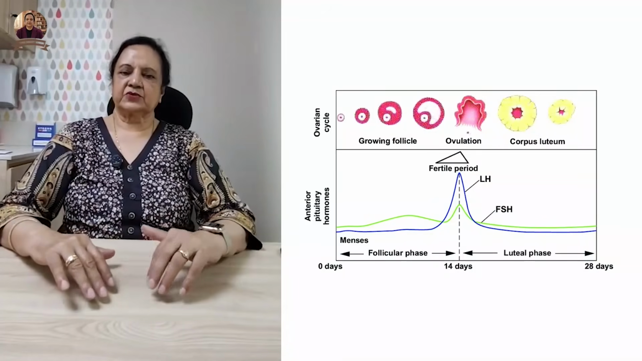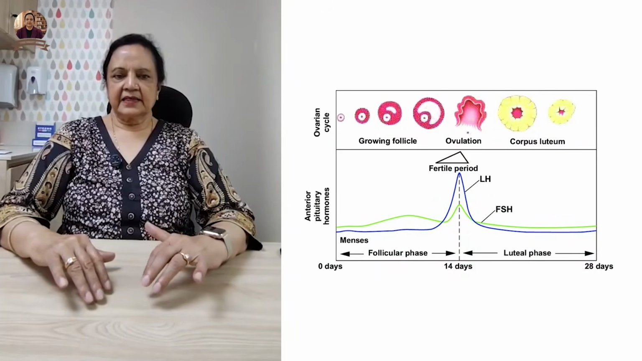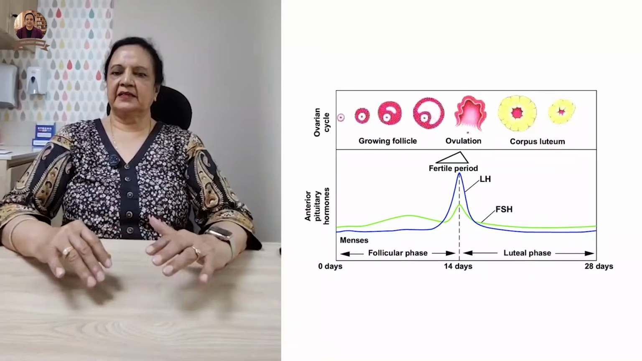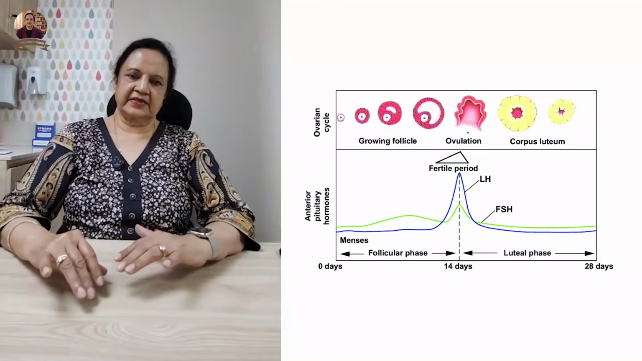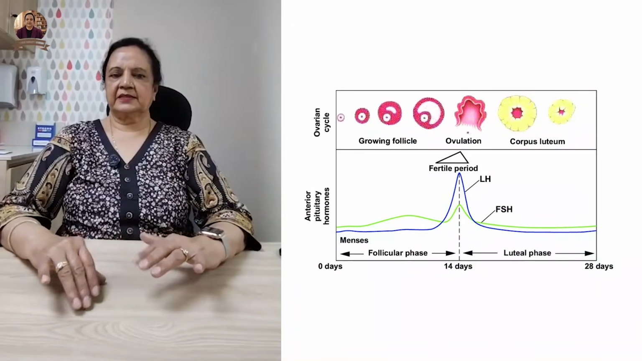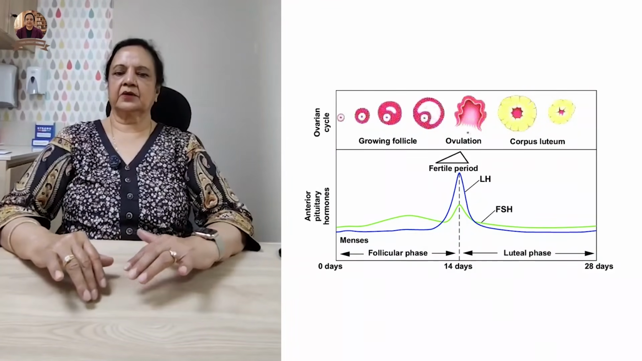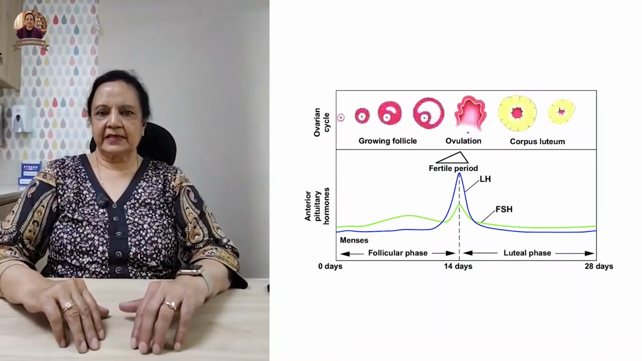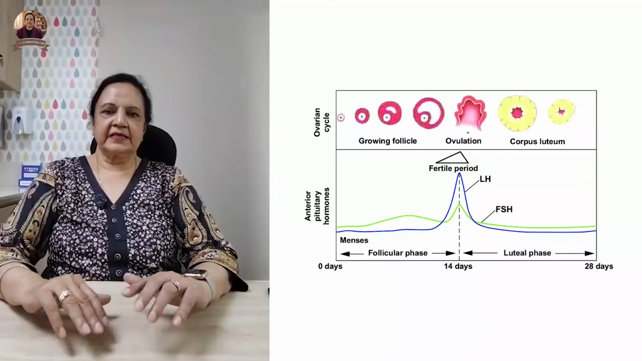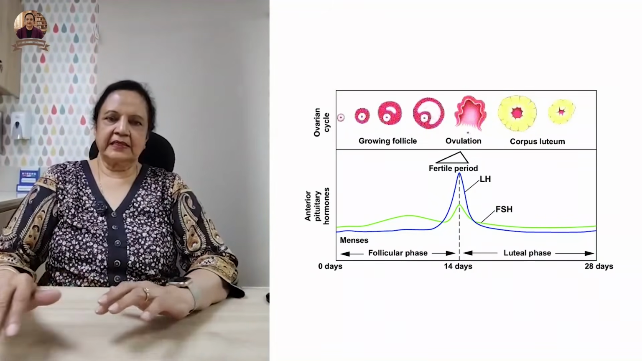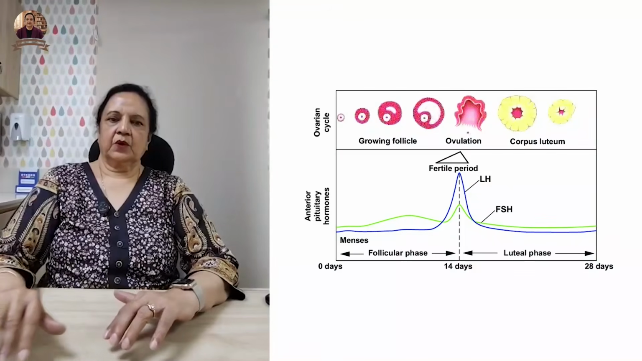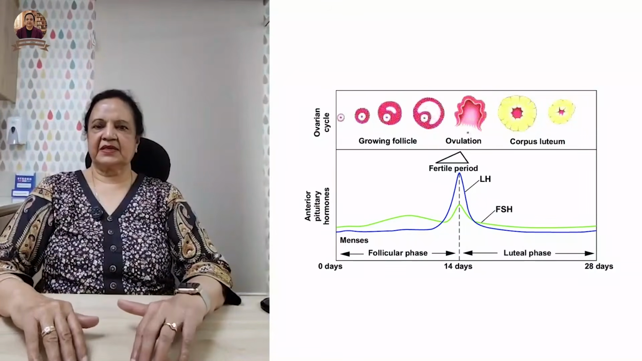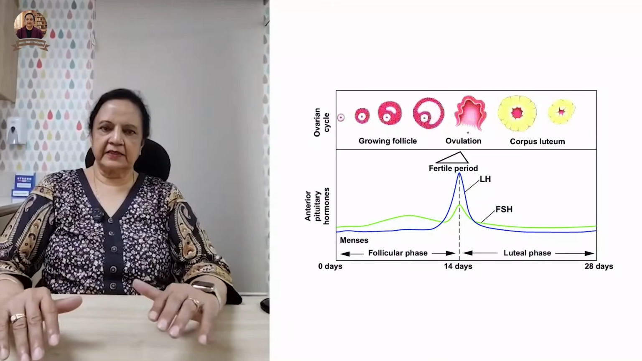This is called menstruation. And the third is pituitary hormones. Low estrogen levels stimulate the pituitary to start secreting FSH, that is follicle stimulating hormone. Second phase is the follicular phase or proliferative phase, which remains from day 5 to day 13. Ovarian changes during this phase: FSH stimulates the growth of the ovarian follicles.